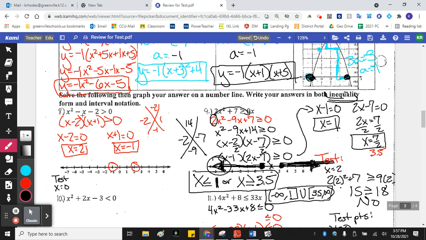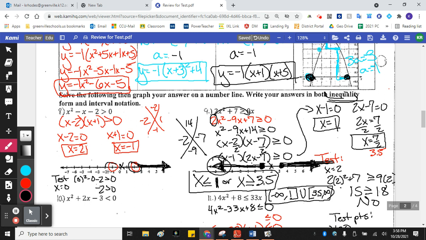I have 0 squared minus 0 minus 2 is greater than 0. So -2 is greater than 0. -2 is not greater than 0. So it's not in the middle, meaning it's on the outside.